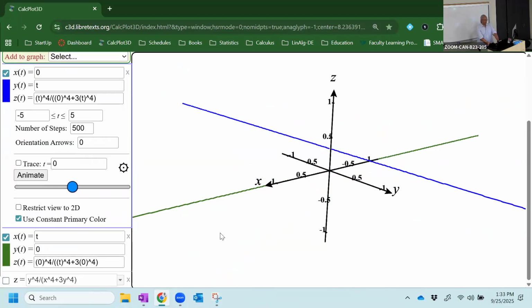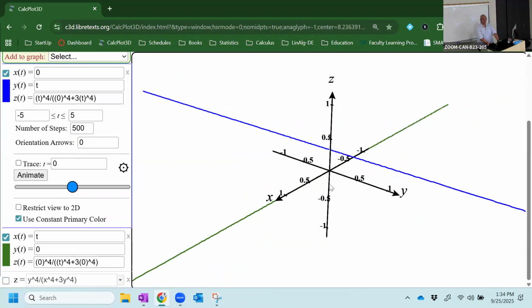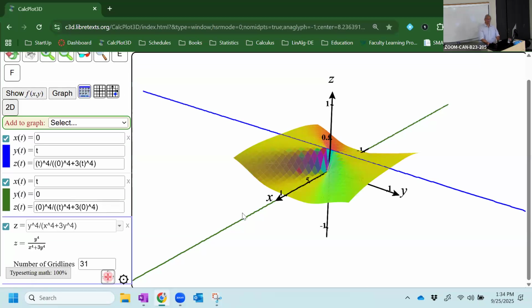If I take a look at these two lines, I see that they don't meet up at 0, 0, which is what I was interested in happening. So that's when the limits don't exist. Okay.